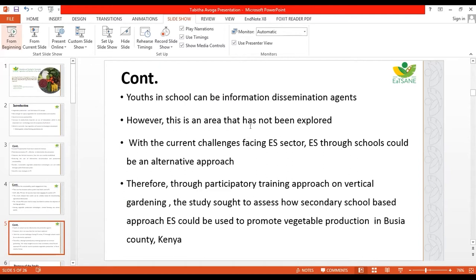Excuse me, Tabitha, you need to put them on slide presentation mode so that you can move with the slides, yeah? And then you start from where you are, the current slide is fixed, something like that. Yeah? It's okay. Okay, so.